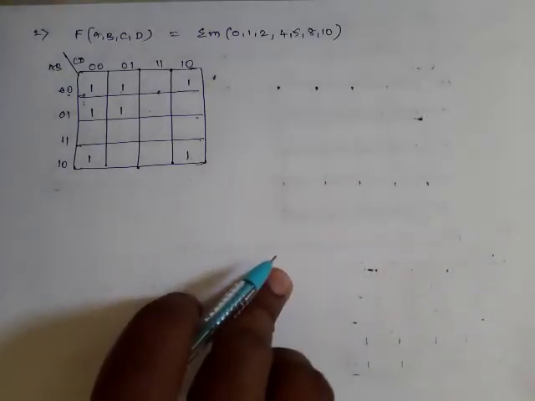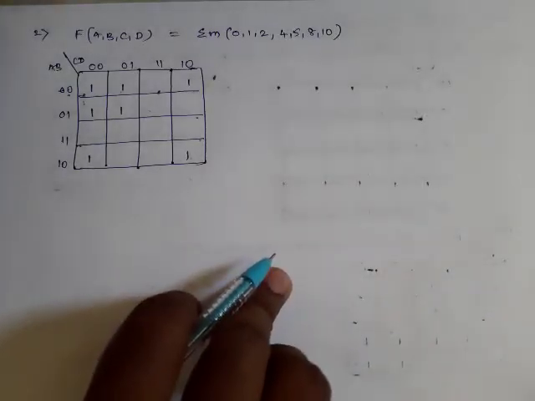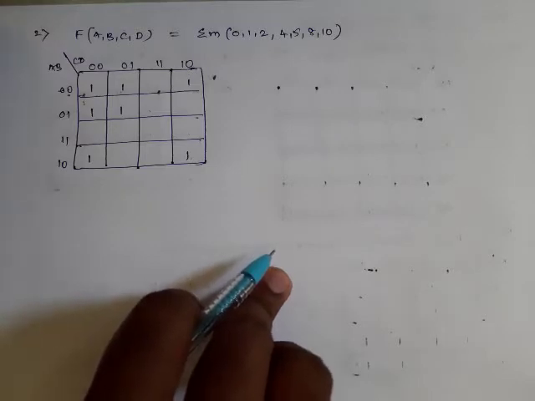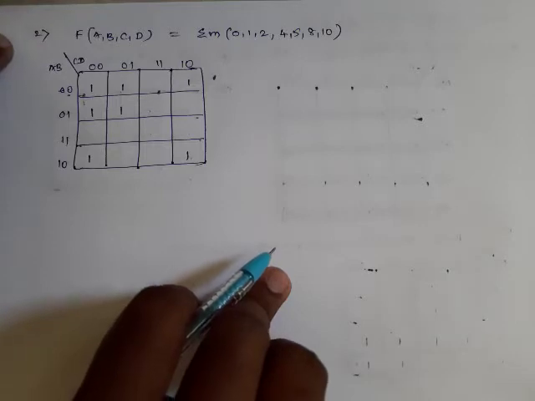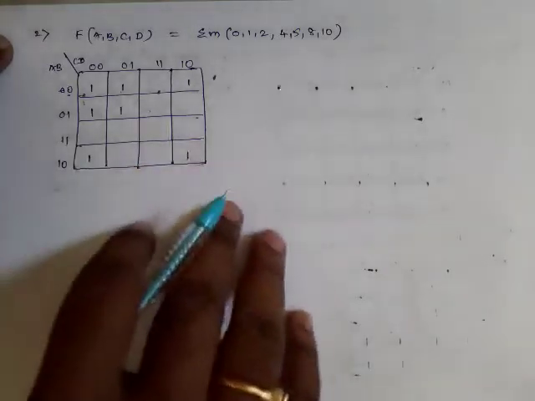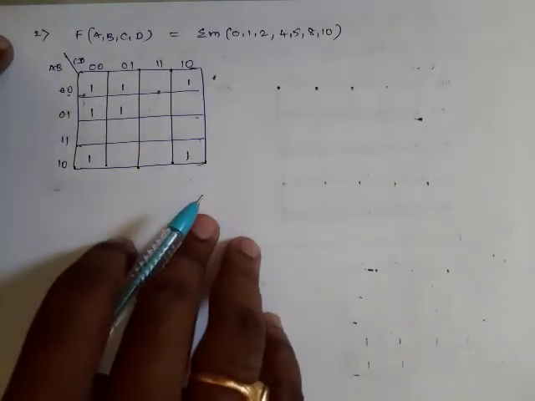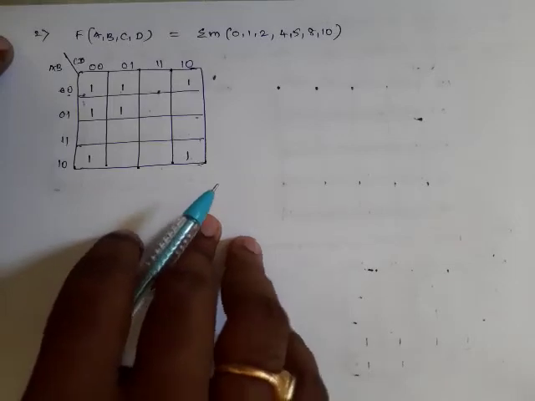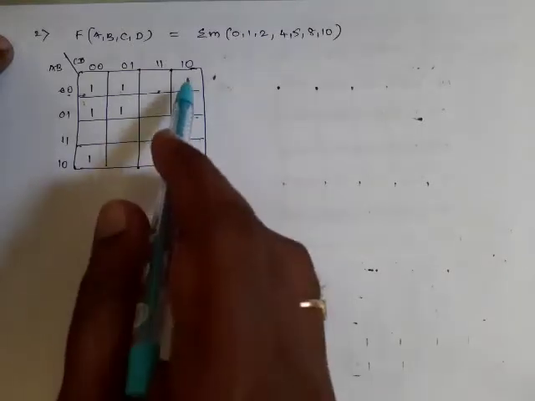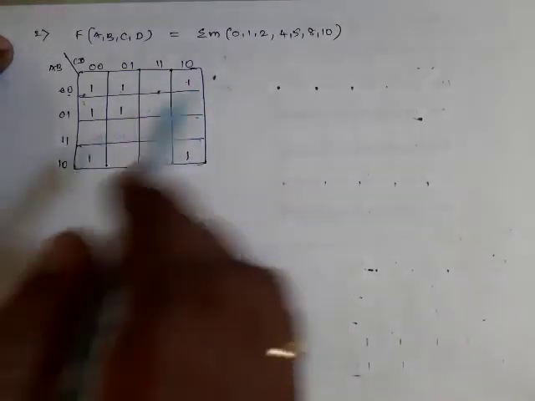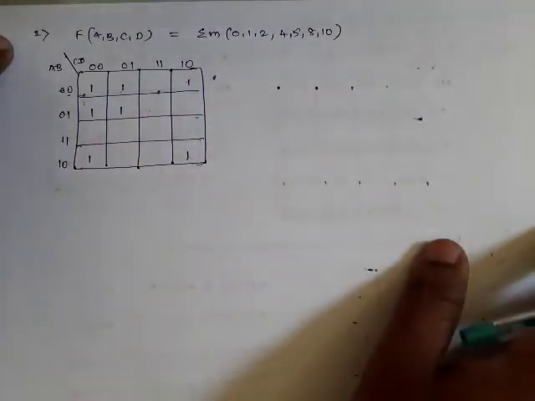And now you can see, start applying the steps of the simplification process. So first you have to look at the isolated ones which are not adjacent to any other one. So by just looking at the kmap, you may think that these are the 3 isolated ones: 1, 2, and 3.